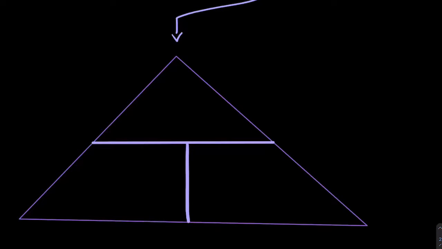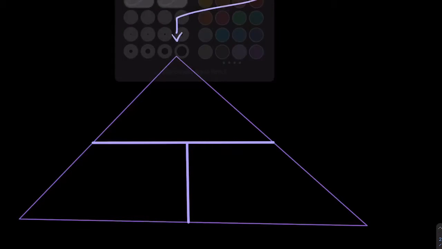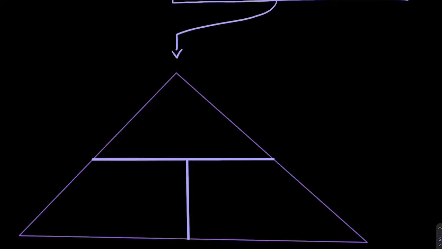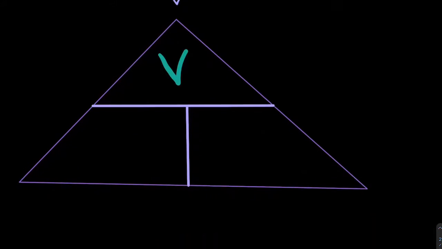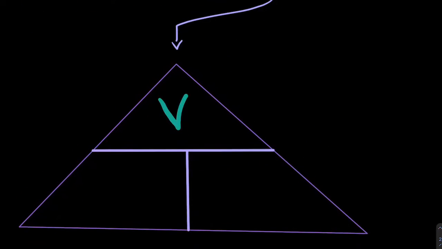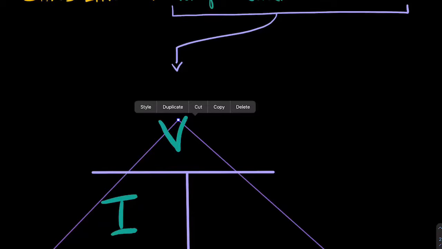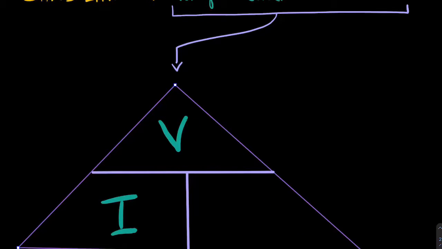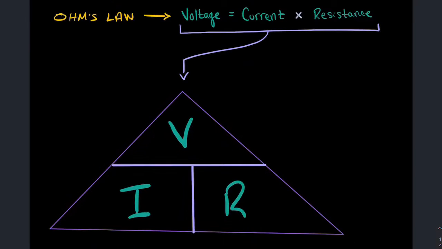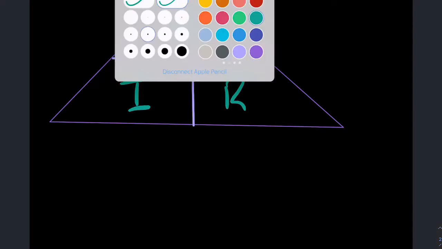And it's going to be split into three parts here. And on top, I'm going to write our voltage, so just V. And then on the bottom here, we're going to write I for current, and then R for resistance. V, I, and R. And this is just going to be a helpful tool to help you figure out how to calculate voltage, current, and resistance. So I'll show you how to use this.